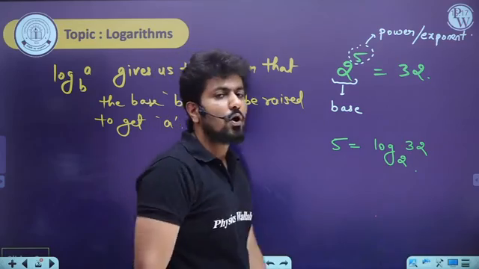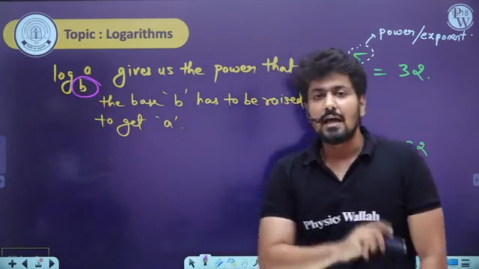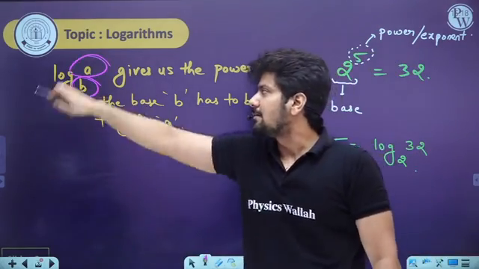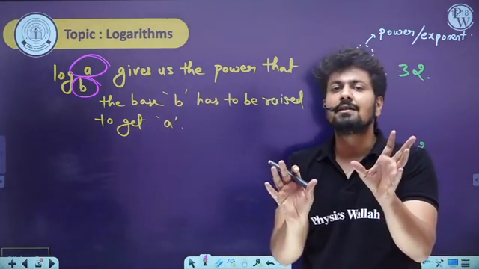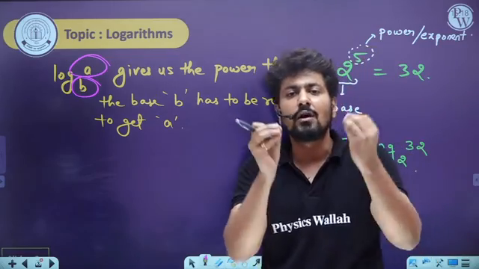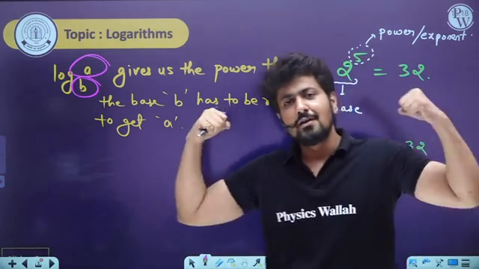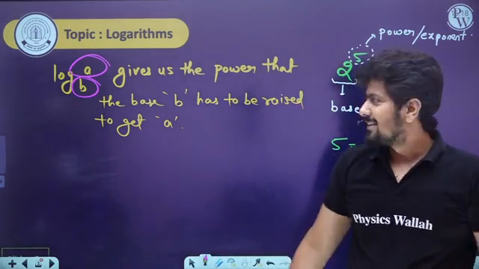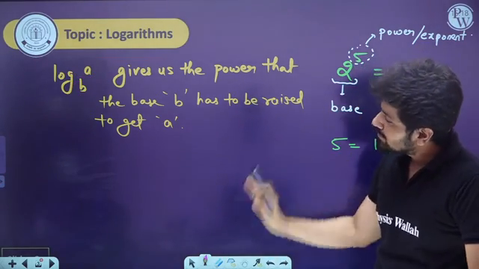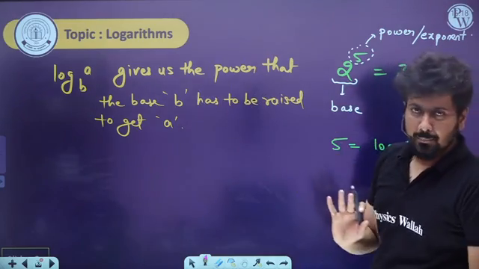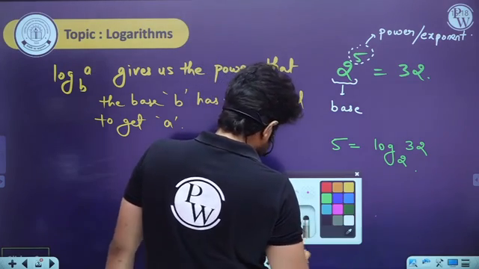What is logarithm asking us? Log is asking us about power: what power the base b has to be raised to get this number a. So if log of something to the base something is written, it is asking you for the power. Log asks you power. Log gives you power. Log also gives you the power to get selected into IIT. Okay, that's it. So log of a to the base b gives us the power that the base b has to be raised to get the number a. Mathematically, we are going to write it like this.